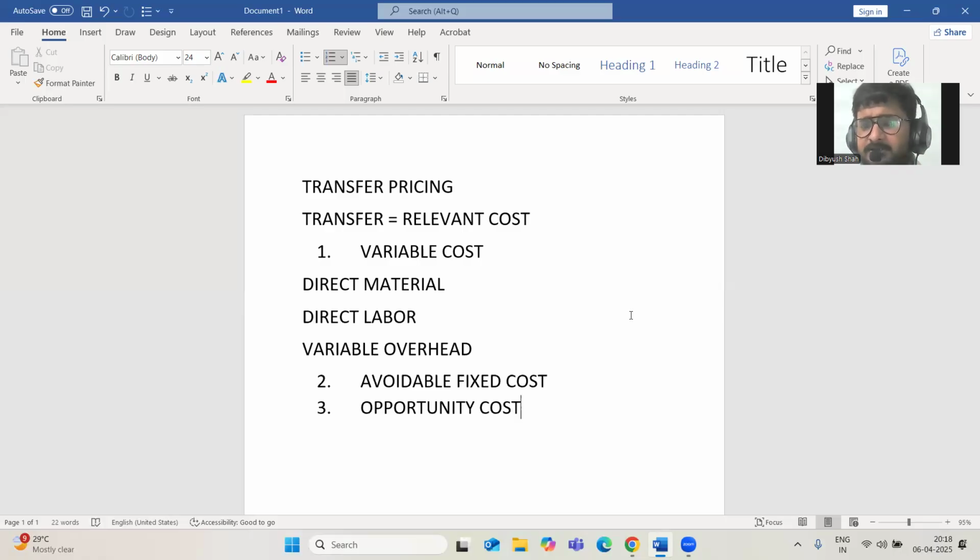Any sunk cost, committed fixed cost, or any other cost which is the same in all the available alternatives is always ignored while calculating relevant cost, because those three, sunk cost, committed fixed cost, and any cost that is the same in all the available alternatives, are treated as irrelevant cost. So the transfer should always be done at relevant cost of manufacturing.